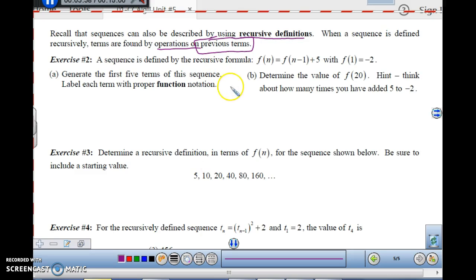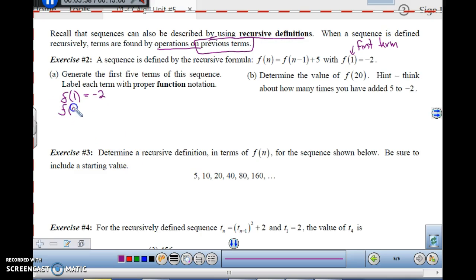All right, now when you see f of n equals f of n minus 1 plus 5 with f of 1 equals negative 2, you have to be able to interpret this. Okay, so f of 1 equals negative 2. When you do a recursive definition, you have to know where you start. F of 1 will always be the first term of the sequence. When you do recursive, you have to name the first term always, because that's where you start. So f of 1 will equal negative 2.